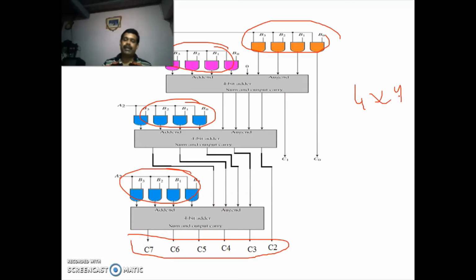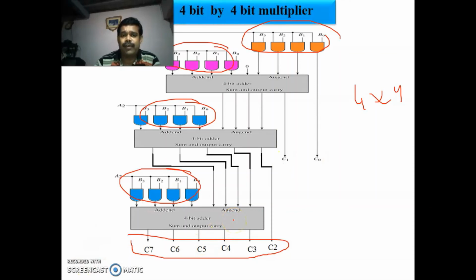So we have studied from the 2 by 2 multiplier to the 4 by 4 multiplier. First we multiply the multiplicand with the multiplier, then we add the partial products and get the sum. How do we do it? Just by shifting and adding. So this is your binary multiplier, the 4-bit by 4-bit binary multiplier.